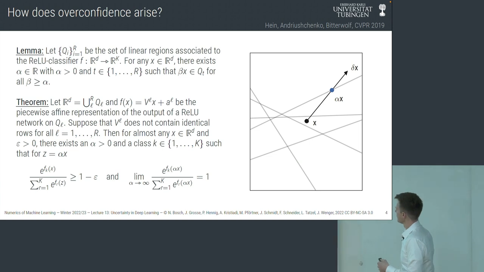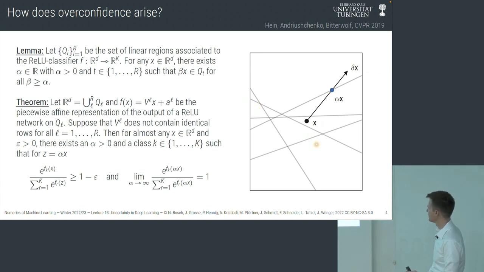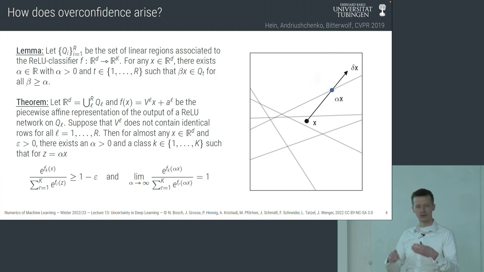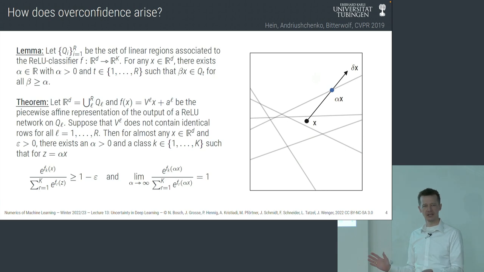So this picture is supposed to show this. Each of these gray lines is one of the boundaries between linear regions. Each cell delineated by these gray lines is a piecewise linear function. So the first lemma up here says, if you have such a classifier, such a neural network, such a function f of input, where this space here is a sketch of the input space, and you take any point in this space and scale it away from 0, then there exists a last point alpha, this blue point, after which you're going to be within one of these linear cells and never leave it again.